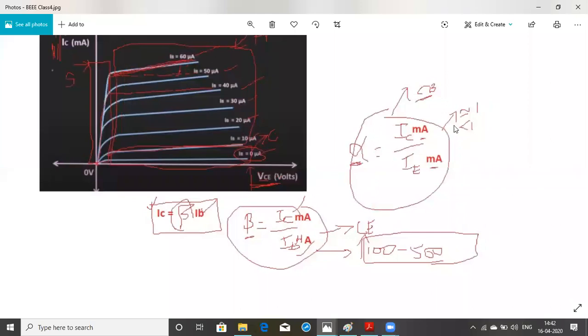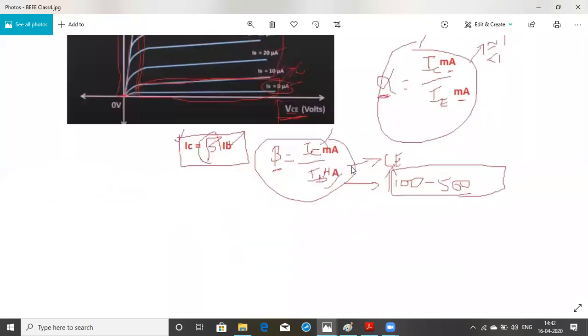Here alpha is the gain for a common base configuration. Every gain formula is output current divided by input current. If you are discussing the current gain, it is output current divided by input current. We denote it with alpha in the case of common base configuration, and this value is approximately equal to 1 or less than 1, because the numerator, the output current, as well as the input current, are both in milliamperes only.